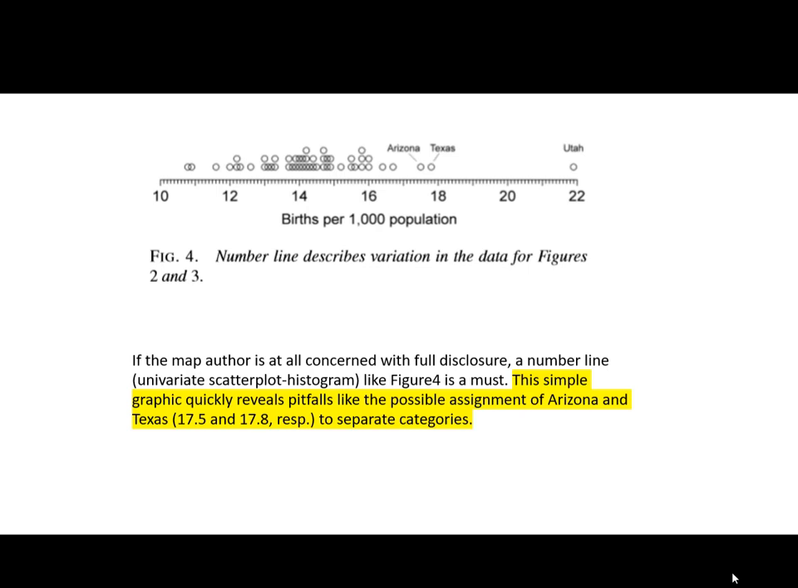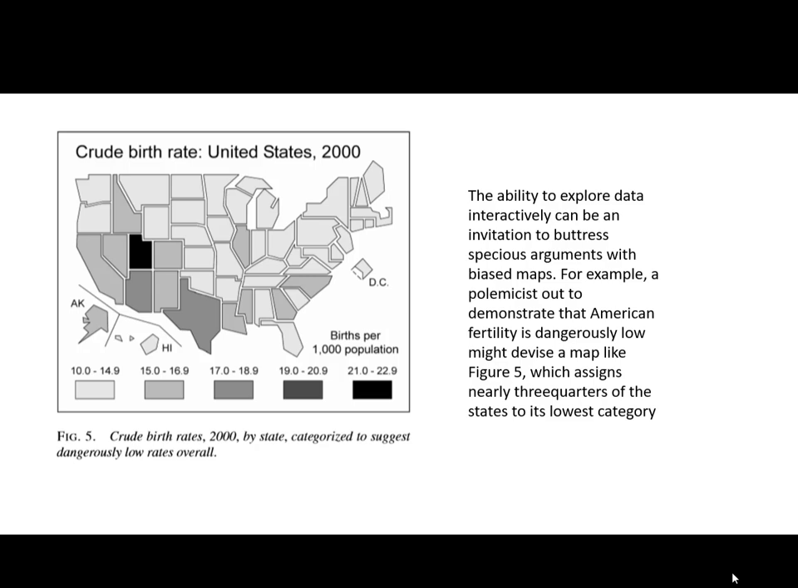If you would like a closer look at how the data looks, we look at figure 4 here, where the number line describes variation in the data for figures 2 and 3. This simple graphic quickly reveals pitfalls like the possible assignment of Arizona and Texas, which have very close numbers, 17.5 and 17.8 respectively, to separate categories.